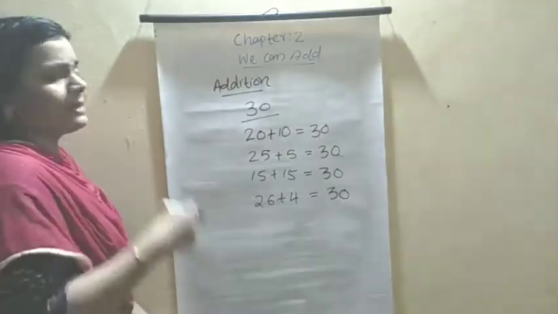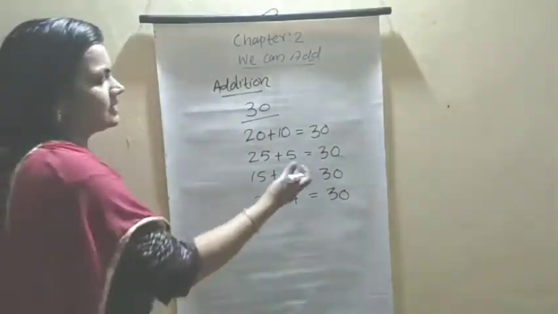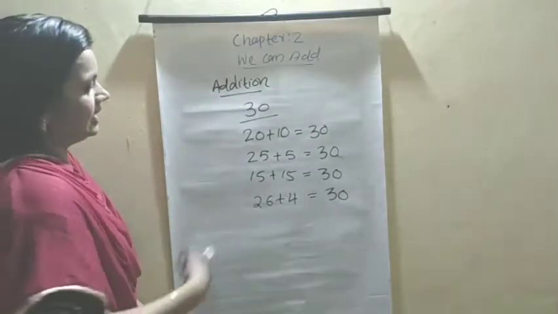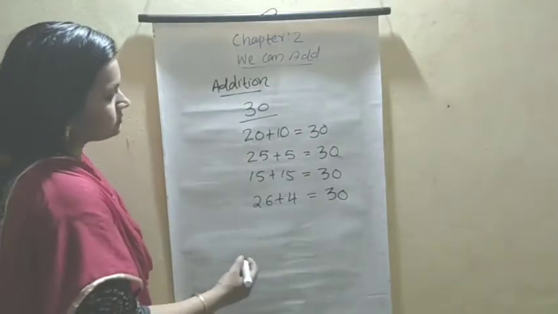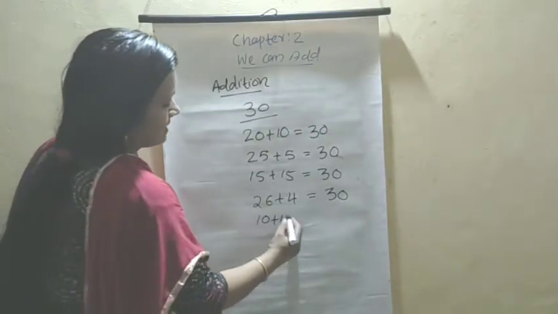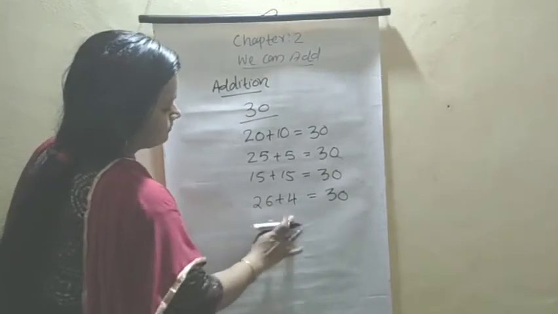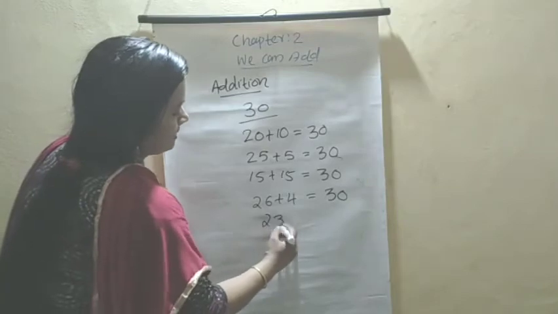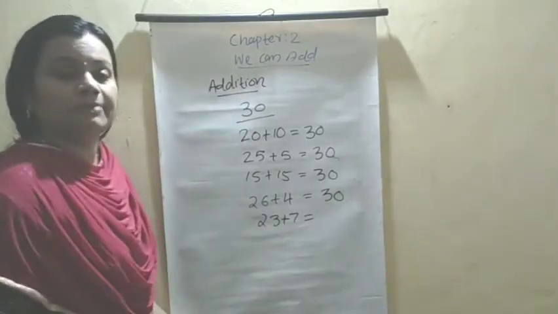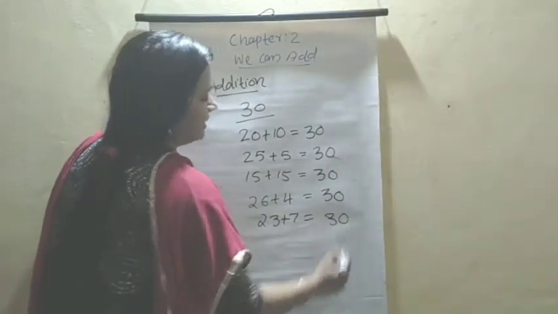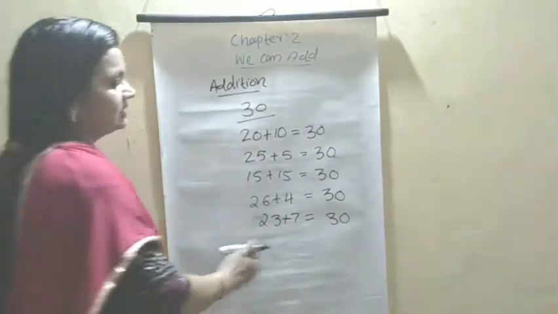Then you can make so many pairs to get 30. Then we write what? 10 plus 10 plus 10. This is not a pair. Then we can write like this. 23 plus 7. What is 23 plus 7? 30.